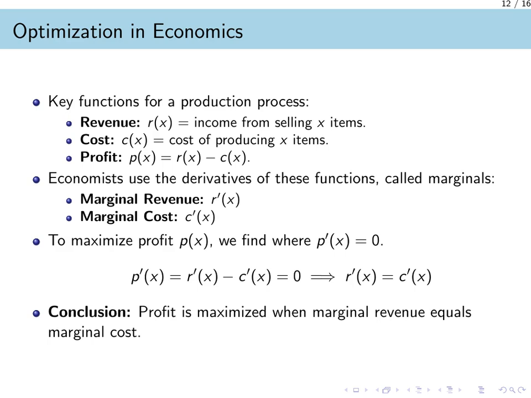We can use our optimization tools to find the production level that maximizes profit for a business. To do this, we model the company's finances with 3 key functions. Revenue is the income from selling a number of items, cost is the expense to produce them, and profit is simply revenue minus cost. The crucial insight comes from looking at their derivatives.